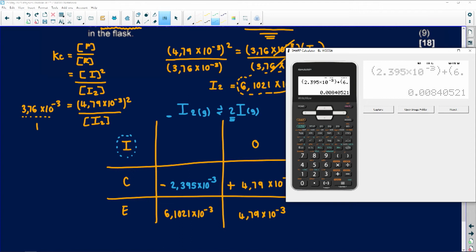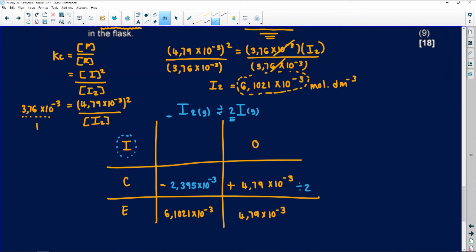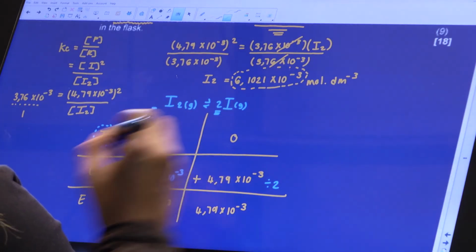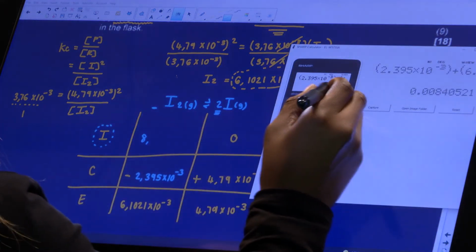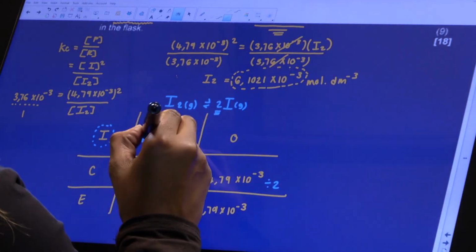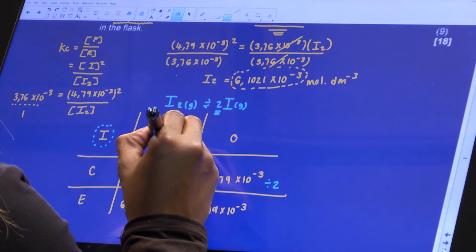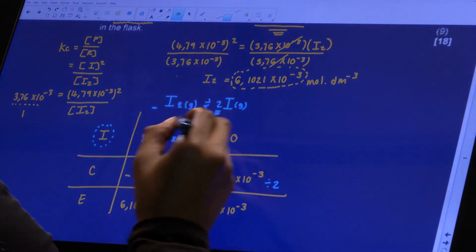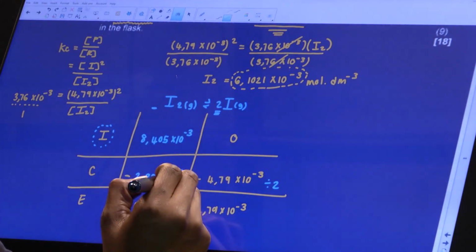So I'm going to leave it as 0.8405. So that's what I had at equilibrium, times 10 to the negative 3. 8.405, I've got 8.405 times 10 to the negative 3. So that is what I had at equilibrium. Just want to go over this again.